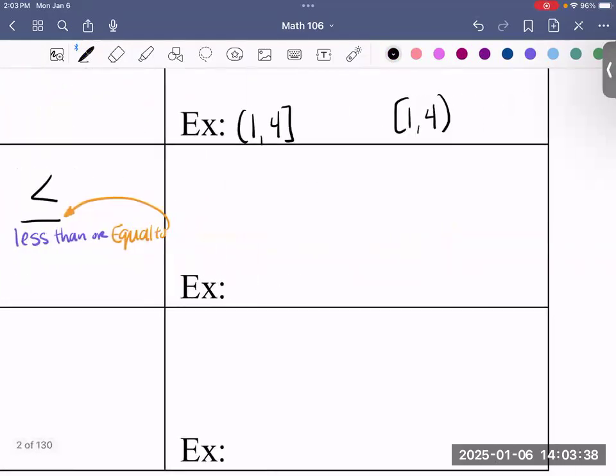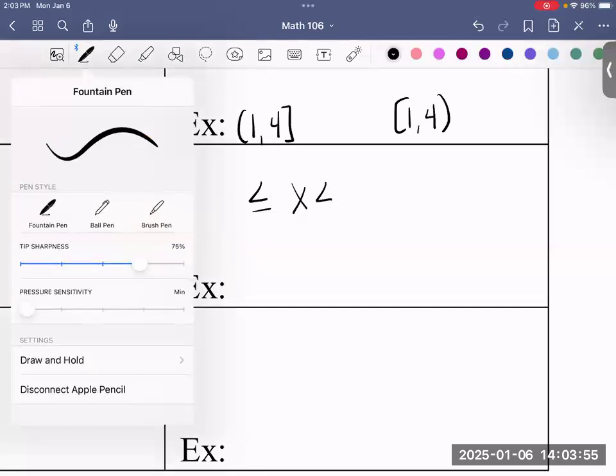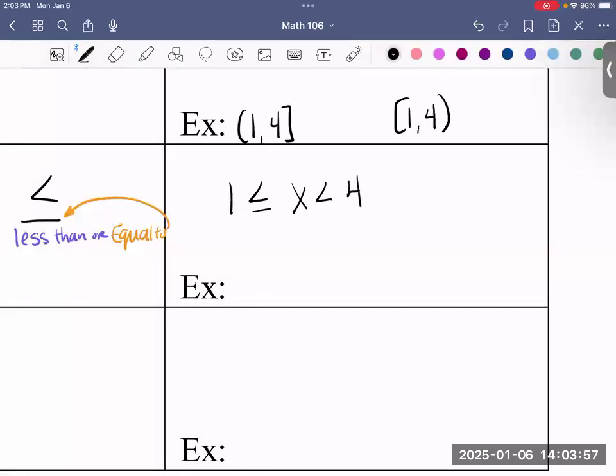And then of course you could have any sort of mix. You could have a number less than or equal to x, which is less than or equal to a number. Or I was supposed to mix it up and I didn't. Why don't I just keep with my 1 and my 4, and do it this way.